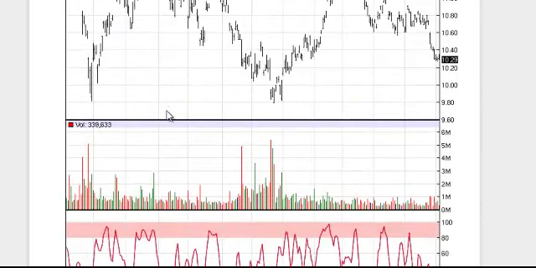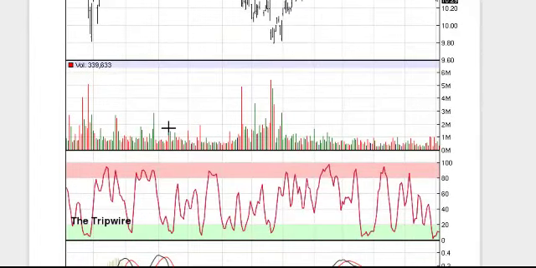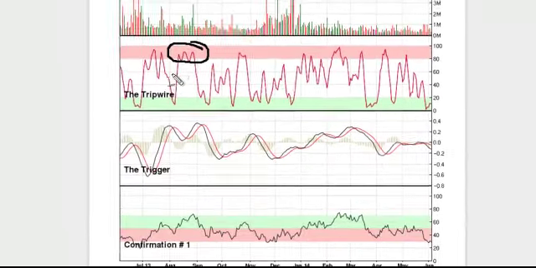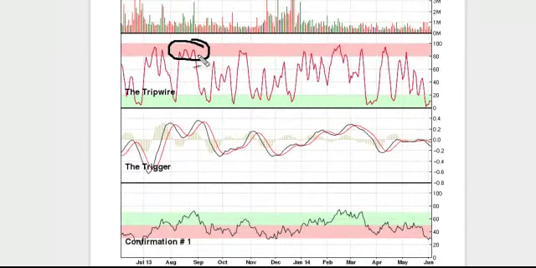Now, you can also find sell signals using the exact opposite method. The way that works is you wait for the tripwire to move. Instead of moving into the green to alert you to a buying opportunity, it moves into the red. And when it moves into the red, that alerts you to a potential selling opportunity. So here we have it moving into the red, and then we see the black line cross below the red line right there. There's an inverse trigger, or a reverse trigger.